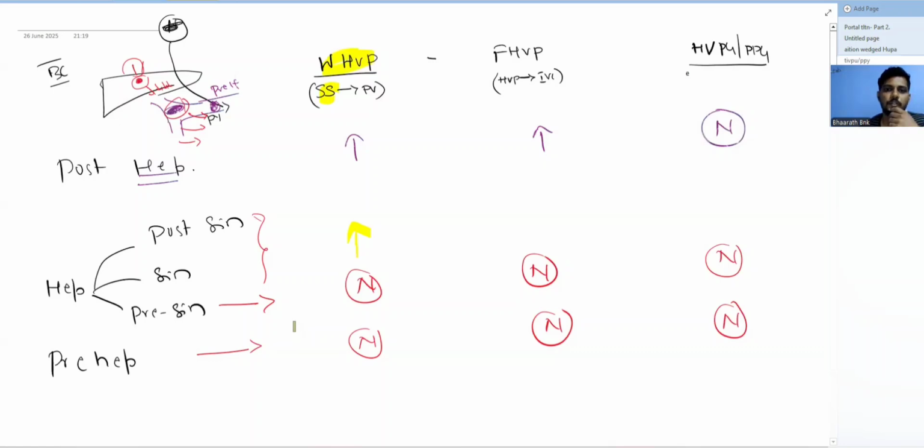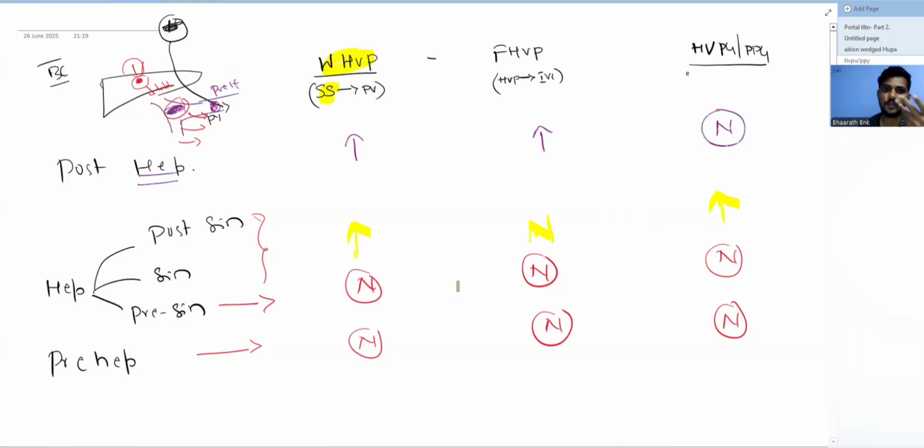But free hepatic pressure, as I told you, the problem is at the sinusoid, and you are measuring pressure near the inferior vena cava or near proximally in the hepatic vein. So this has to be normal. So if this is increased and this is normal, so definitely the gradient will be increased.